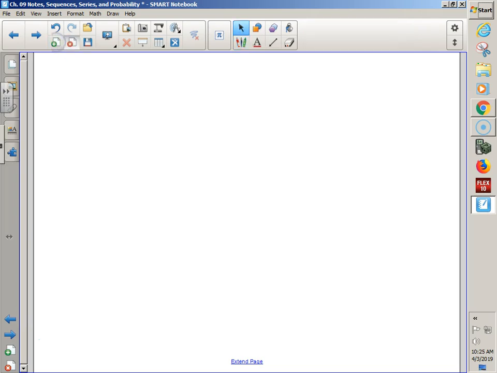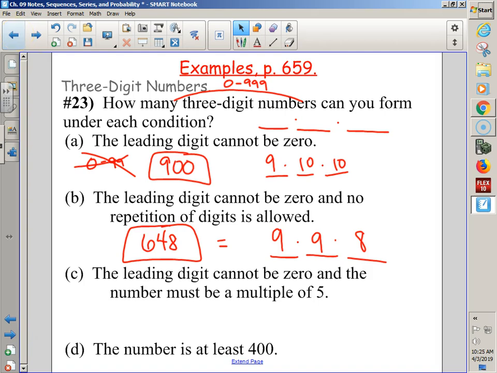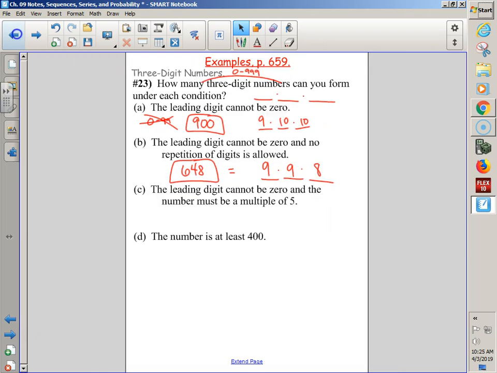Okay. Didn't it get a little bit trickier in the next one, though? Now, the leading digit can't be 0, and the number must be a multiple of 5. How do you get a multiple of 5? You guys going back to elementary number rules? 5, 0. It has to end in 5 or 0? Yeah. So there are only 2 options for that blank?